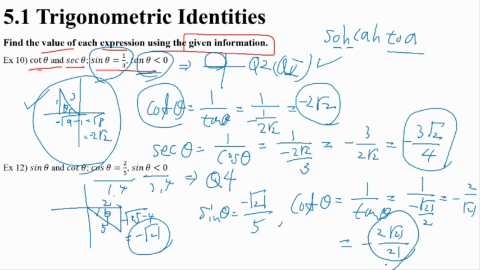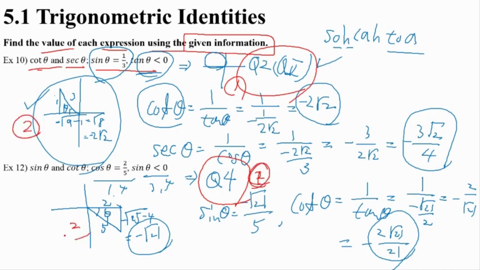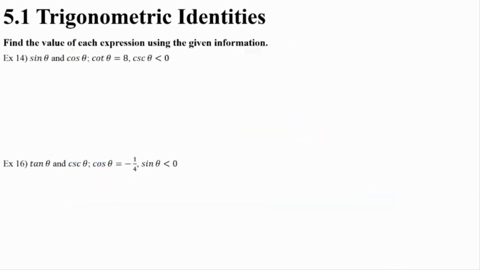So what's the step? First of all, you should find which quadrant, like quadrant 2, quadrant 4. First step, right? And second step, find the triangle, because we're going to use the Pythagorean identity. This is the Pythagorean identity, and find the sine, cosine, whatever they're asking. All right. Two more questions.